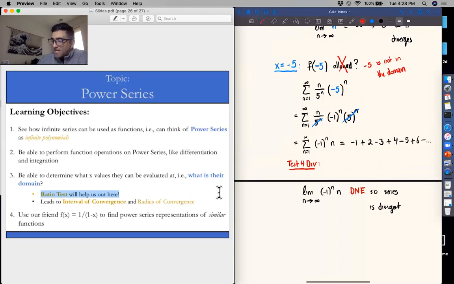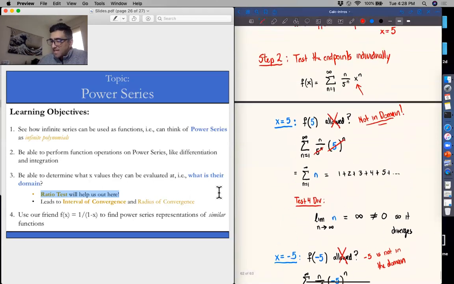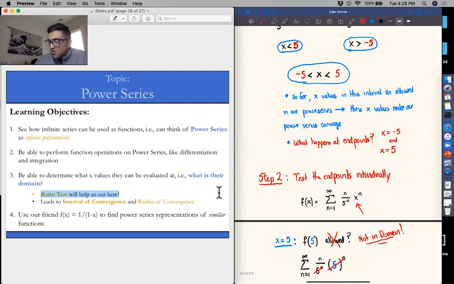So if we go back to what we had before we tested the endpoints, we had this domain from -5 to +5, not including the endpoints. We tested the endpoints individually. It turned out that neither of those endpoints are allowed in our domain. That's not always going to be the case. This is just a case in which that was a coincidence. Neither endpoint worked. That's not always going to be the case, though.